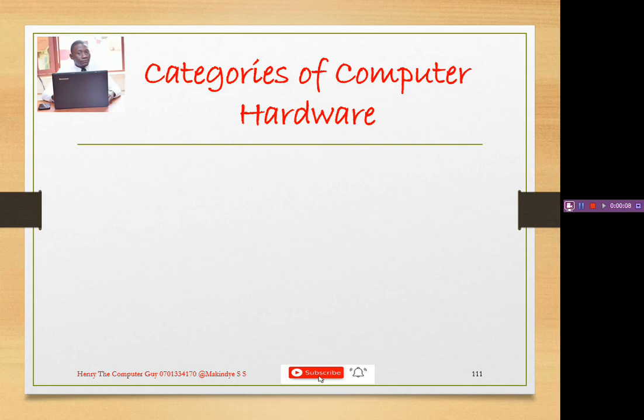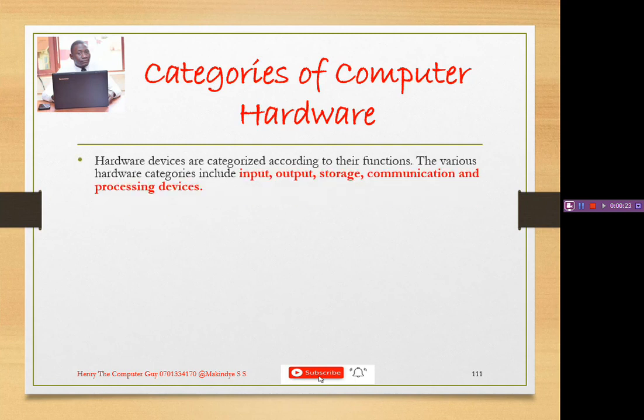And we are going to be talking about the categories of computer hardware. Remember, we talked about them just a little, but we are going to be talking about the categories of computer hardware in general. So, they're telling us that computer hardware devices are categorized according to their function.